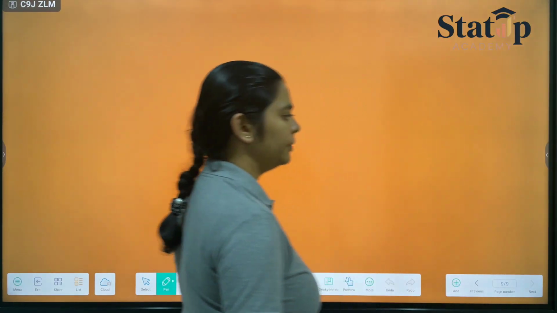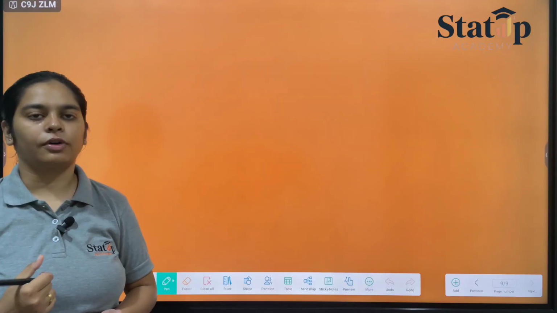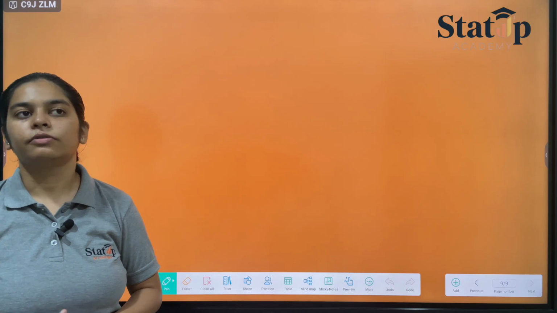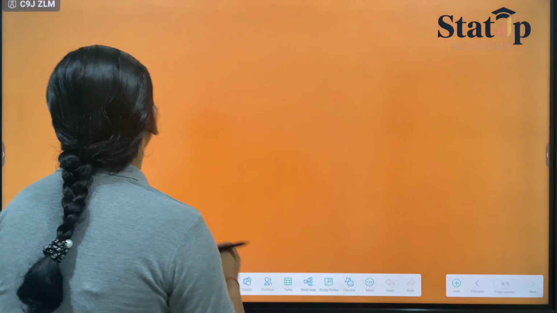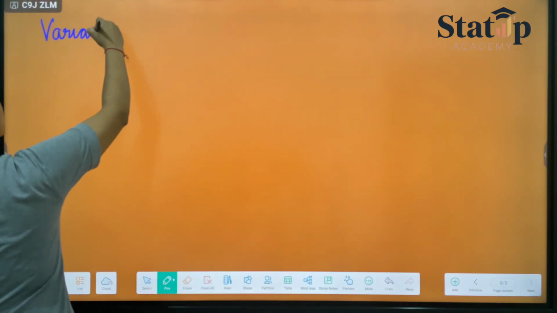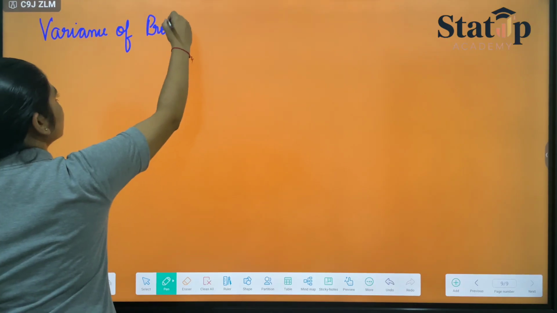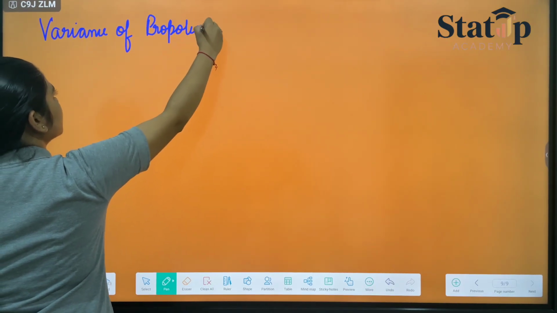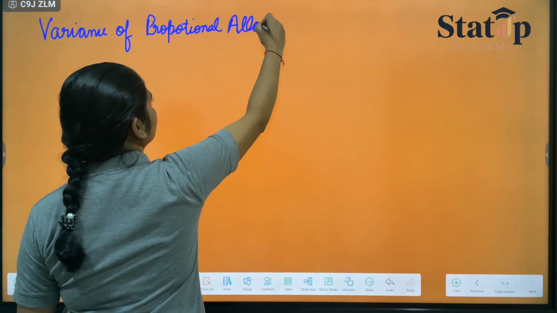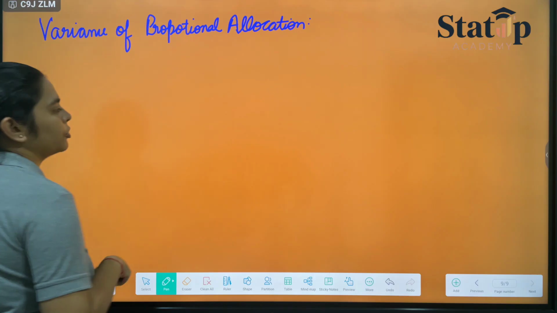Now moving forward, we will calculate the separate variances of first of all proportional allocation and then variance of Neyman allocation. So first of all, variance of proportional allocation. What is the variance of proportional allocation?